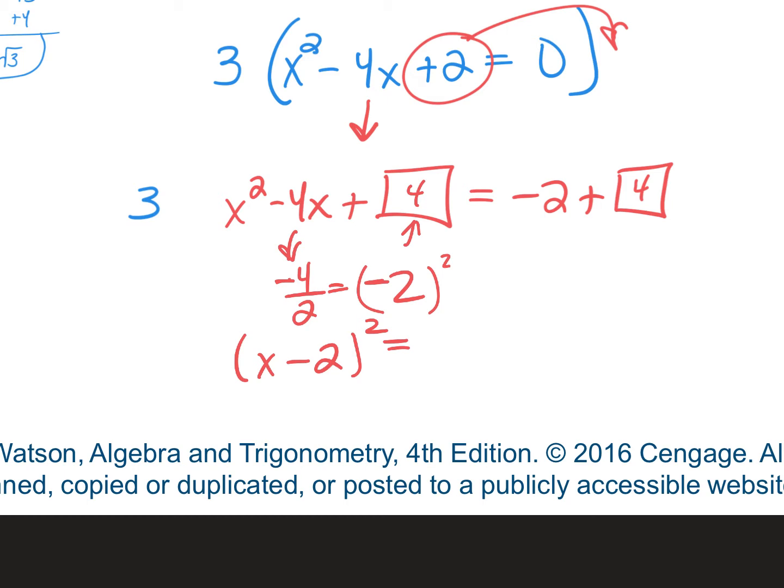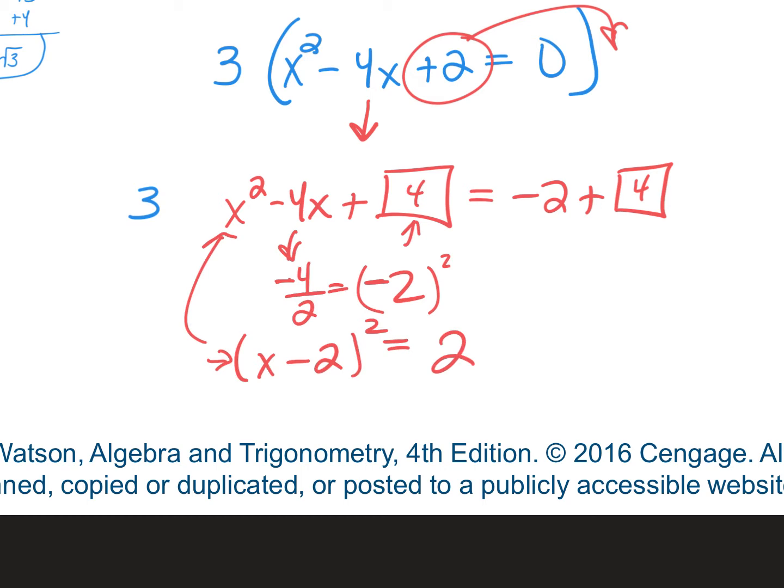And now we're just going to solve. So you have to square that. Yep, because if I were to FOIL this out, it would become that. What's negative 2 plus 4? 2.